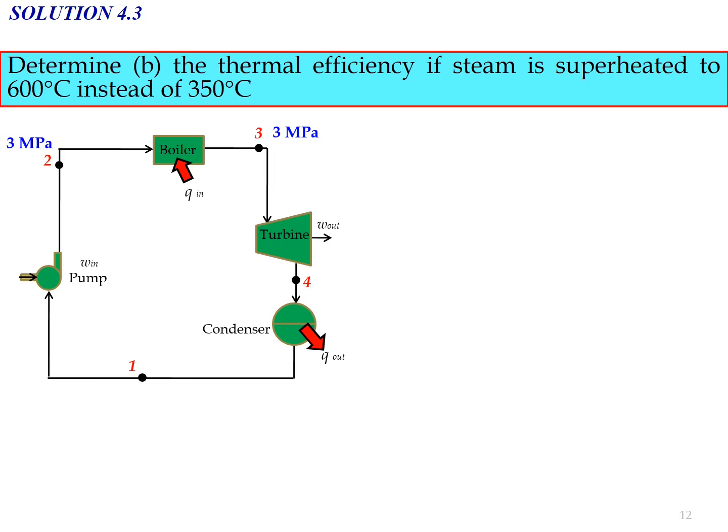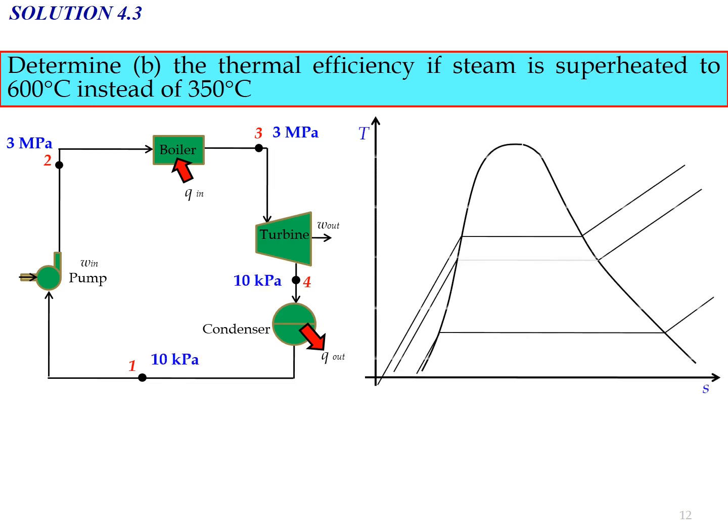So redraw the schematic diagram and put the new data on the diagram, and also we need to replot the TS diagram for the new case. So now we have, instead of 350 degrees Celsius, a new value of T3. So now we represent the new value of T3 with T3 prime equal to 600 degrees Celsius. Okay, the rest of the data is still the same.